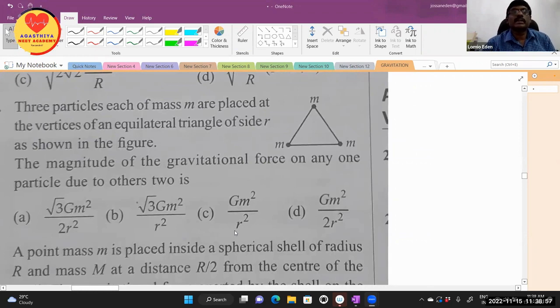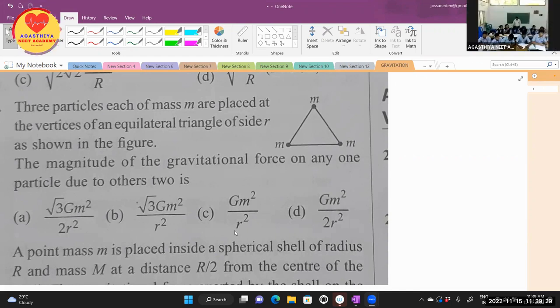Three particles, each of mass m, are placed at the vertices of an equilateral triangle of side r, as shown in figure. The magnitude of the gravitational force on any one of the particles due to the other is: root 3 G m squared divided by 2r squared, root 3 G m squared divided by r squared, G m squared divided by r squared, G m squared divided by 2r squared.